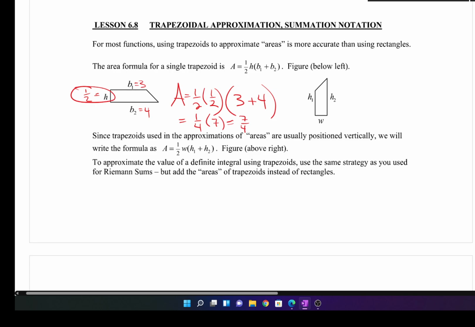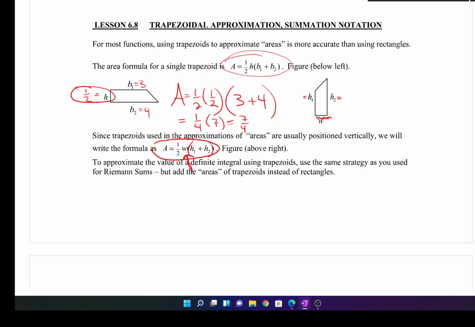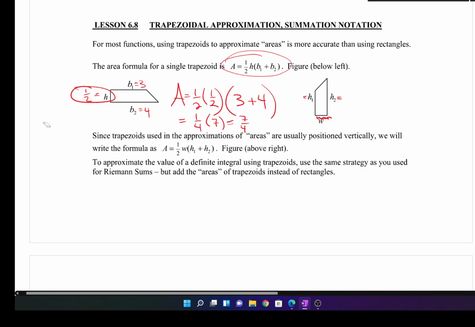Only more likely we will see something like this height and that height, and this is my width, but I still want to use the trapezoidal rule, so it changes into the width of the subdivision times the 2 heights being added together, which reminds us of lesson 6-7. That's why we taught lesson 6-7 that way, so you could see it that way, okay? So they're usually positioned vertically.